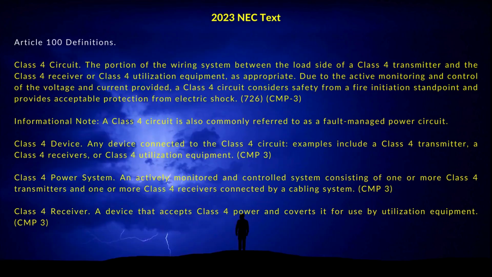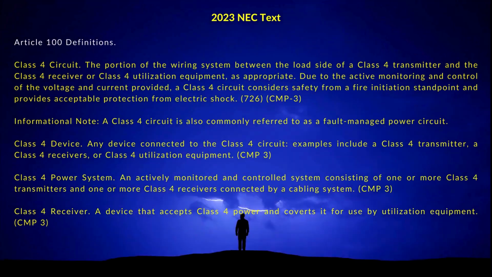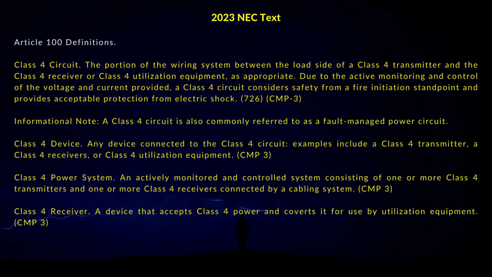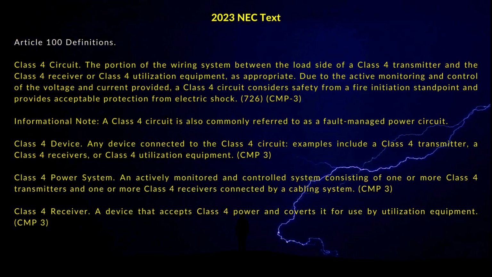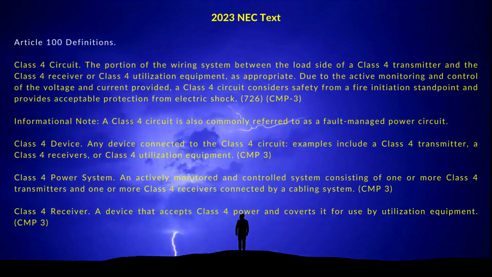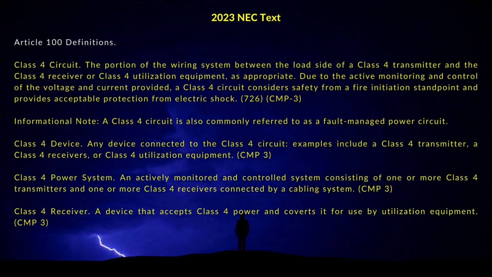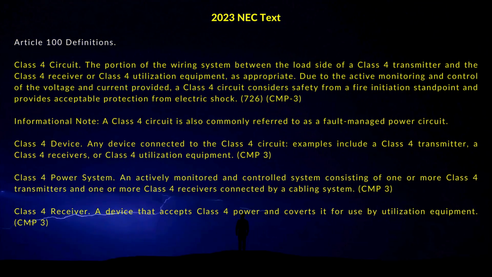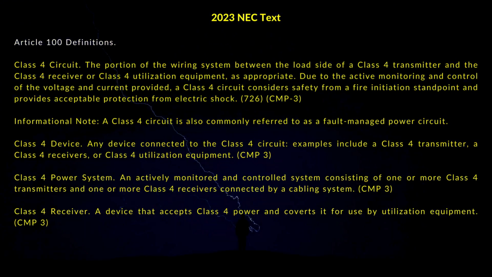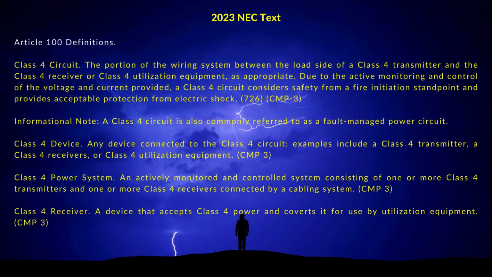The new 2023 NEC text, for Class 4 circuit, states that the portion of the wiring system between the load side of a Class 4 transmitter and the Class 4 receiver, or Class 4 utilization equipment, as appropriate. Due to the active monitoring and control of the voltage and current provided, a Class 4 circuit considers safety from a fire initiation standpoint and provides acceptable protection from electric shock.